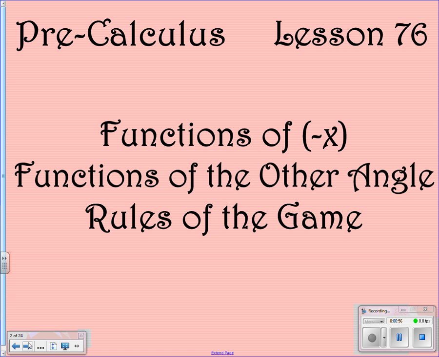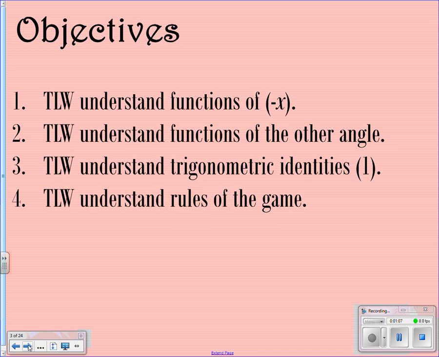Okay, so we are looking at lesson 76 today. Functions of negative x, functions of the other angle, and then rules of the game. So hopefully you'll understand a little bit more about these concepts after the lesson.